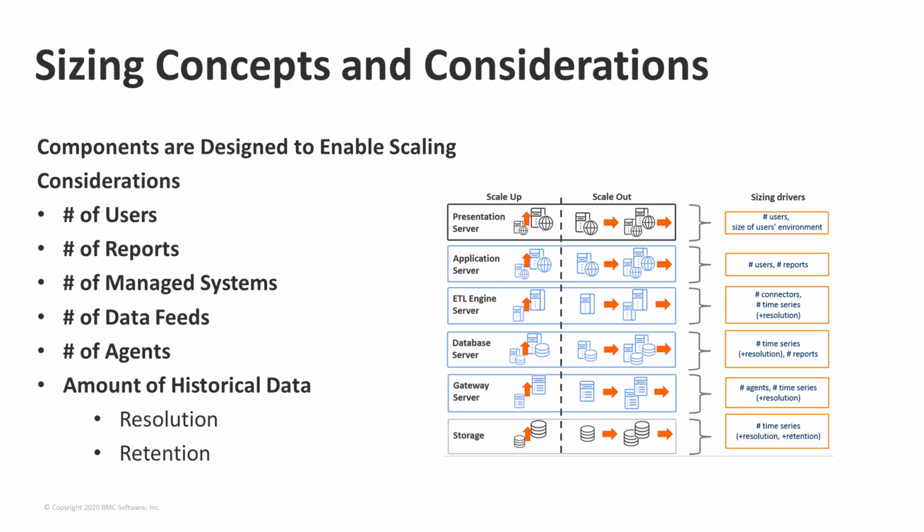The gateway server is an optional component that allows the product to collect data from physical Unix and Windows servers and scales based on the number of agents, time series, and resolution of the data collected. Finally, historical data that is planned to be recovered on the environment. We have different ways to import historical data, but the main points that impact the environment are the amount, resolution, and retention.